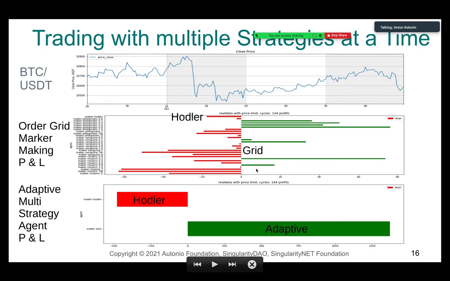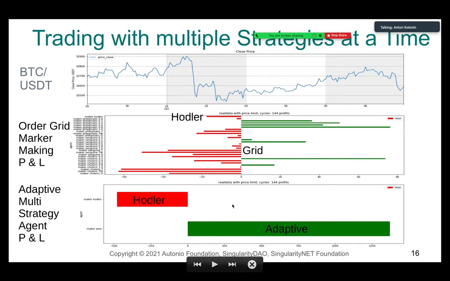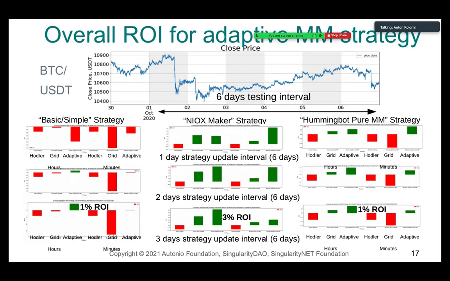And if you apply this framework to the same time interval, so you are able to select the agents on each of the time intervals on the market, then you will find that your adaptive agent is getting profits more than two times larger than the losses of the single hodler. And that's the same experiment that we have run under different market conditions.